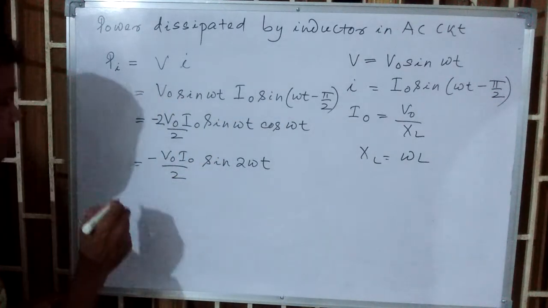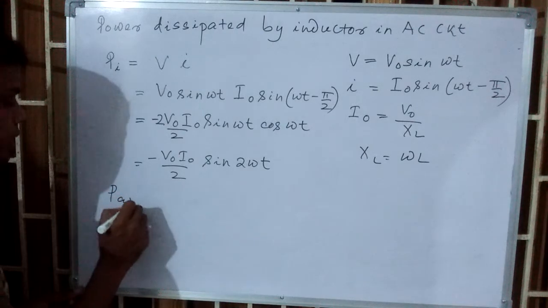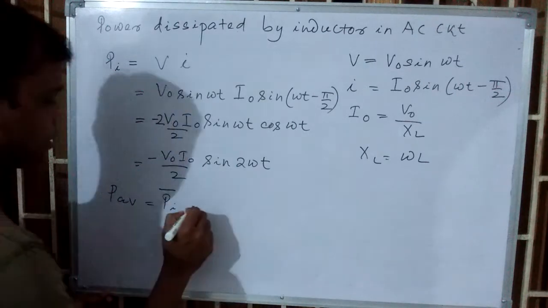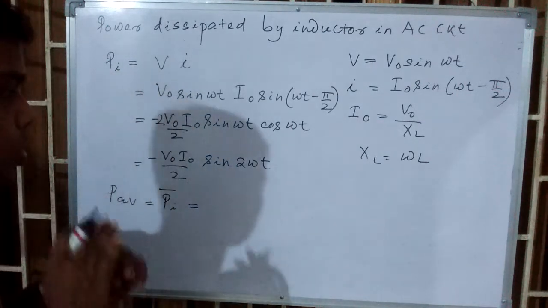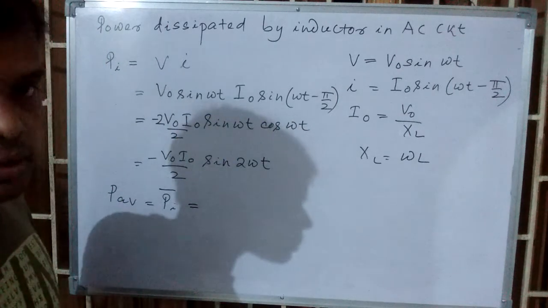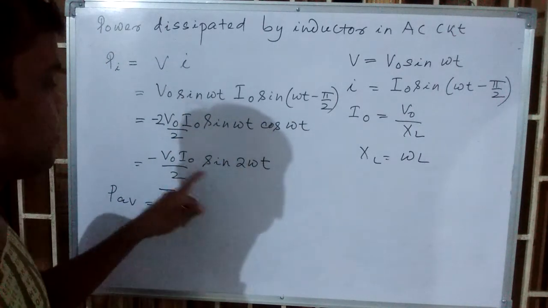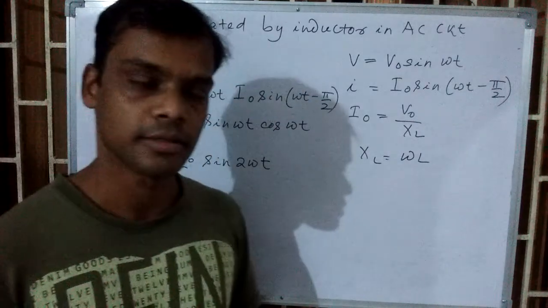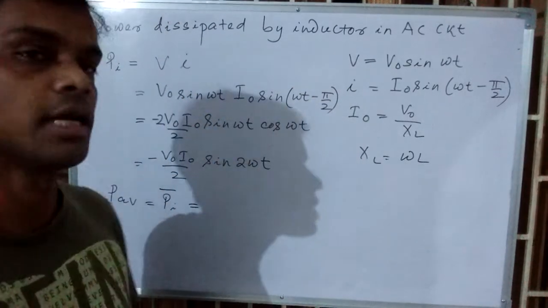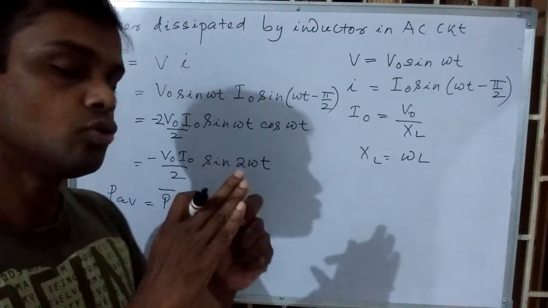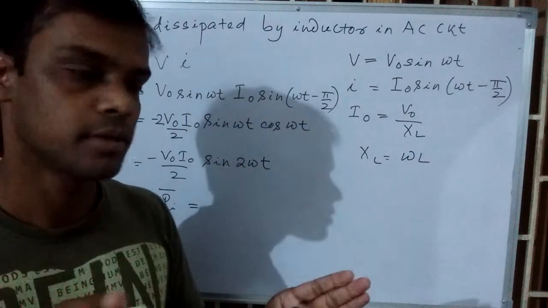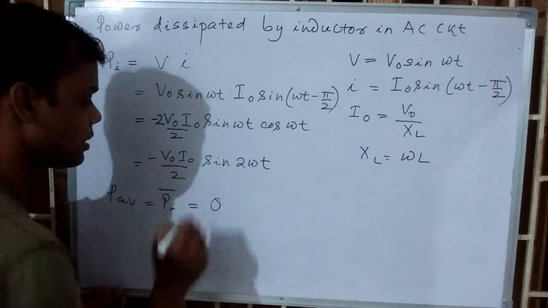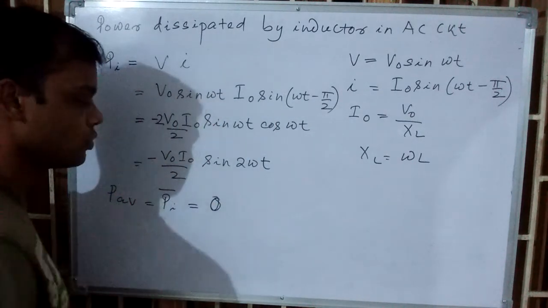Now what is the average value? The average value, P average, is equal to Pi bar. There is no need to go for the calculation or the integration, because this is a sinusoidal function, and I have already told you in the previous class that if you integrate a sinusoidal function through one complete time period, the result will be 0. Then the power dissipated by the inductor will be 0.